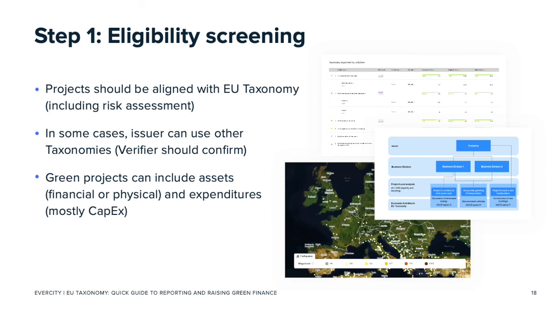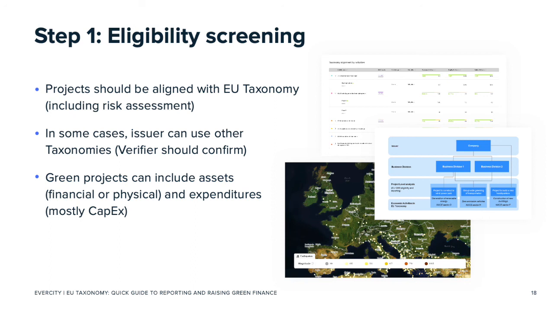So what happens if your criteria are not there or your activity is not there? Again, you work in agriculture. Does it mean that you cannot issue a bond under green bond standard? Not exactly. You can use criteria from other taxonomies, but the verifier should confirm this. For example, you can use climate bonds, which is much stricter than the EU taxonomy. You could use their sector criteria or some other standards if you still want to use green bond standard, but you are not in scope. This is written in the standard. And green projects can include physical, financial assets, and expenditure, so mostly CapEx. OpEx is usually not financed by this.